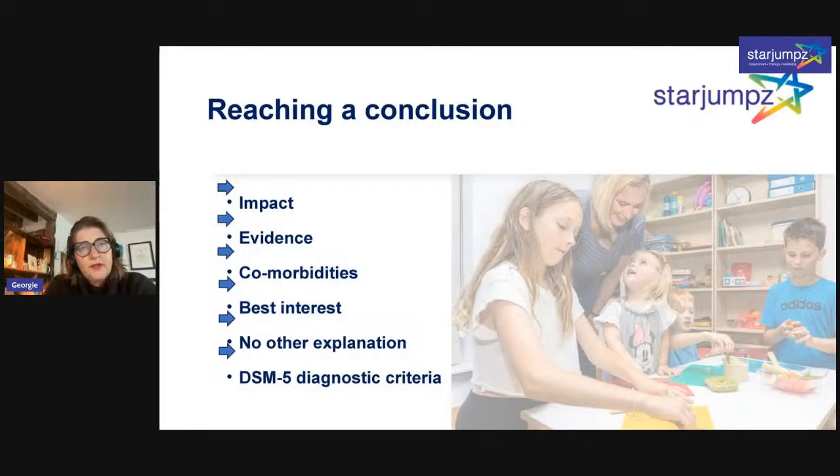The other diagnostic criterion that we have to satisfy is that there is no other explanation. By other explanation, we mean other developmental conditions or intellectual disabilities that might explain the picture. And then we have to be thinking, is it in the best interest of this child to make this diagnosis?